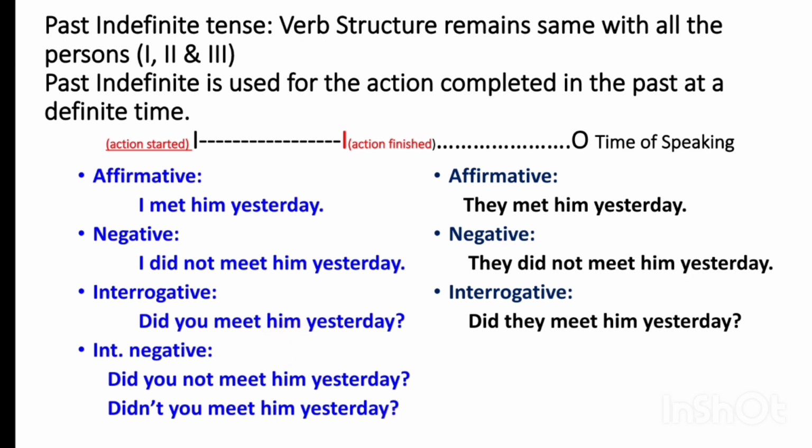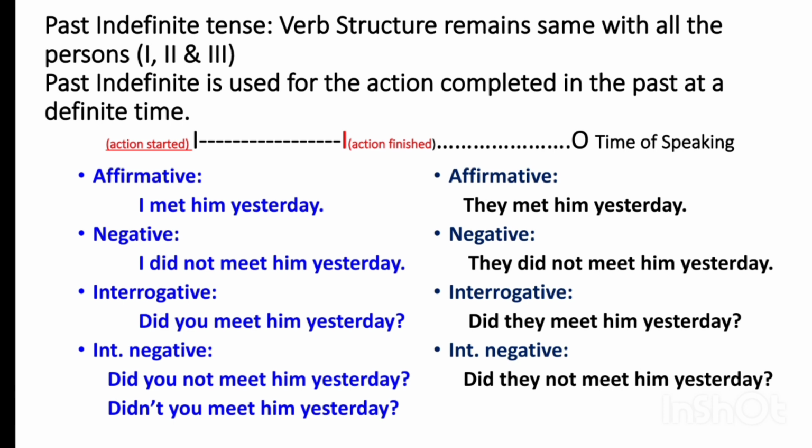So come to the point here, they, plural subject is used here, they met him yesterday, and there is no difference in the verb, or verb is the same. I met him, they met him yesterday, they did not meet him yesterday, did they meet him yesterday, did they not meet him yesterday, didn't they meet him yesterday. So this is the way of learning tenses. Tense सीखने का सबसे अच्छा तरीका यही है, write all the sentence structures at one place.